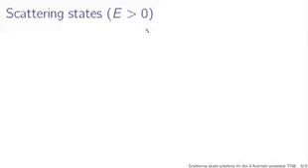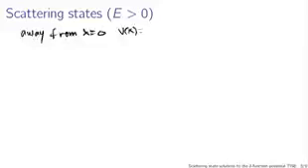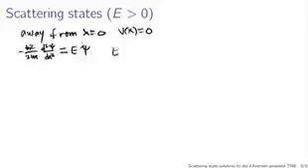So what do our scattering states look like? Well, away from x equals 0, we have V of x equal to 0. That means our time-independent Schrodinger equation looks like minus h bar squared over 2m times the second derivative of psi with respect to x, no potential now, is just equal to E times psi, where energy now is strictly greater than 0.